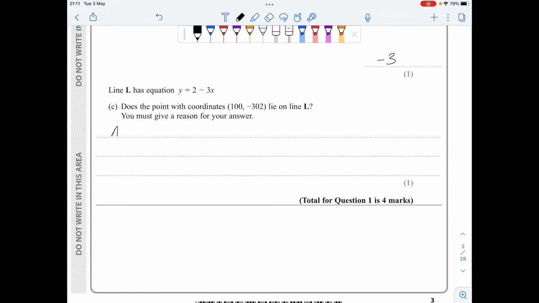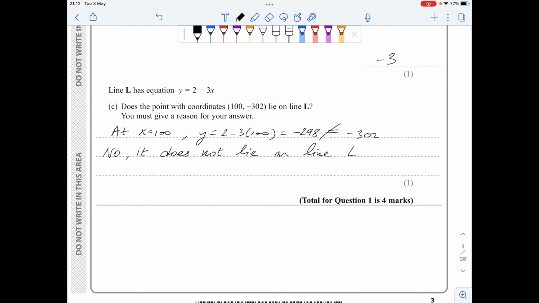I'll use x equals 100. Y comes out to be 2 minus 3 times 100, which is equal to minus 298, which is not equal to minus 302. So as a conclusion, it does not lie on line L.